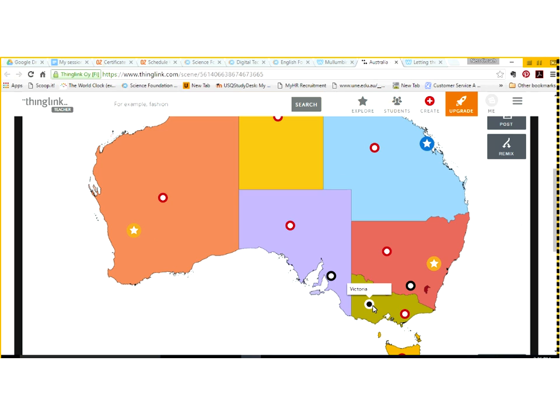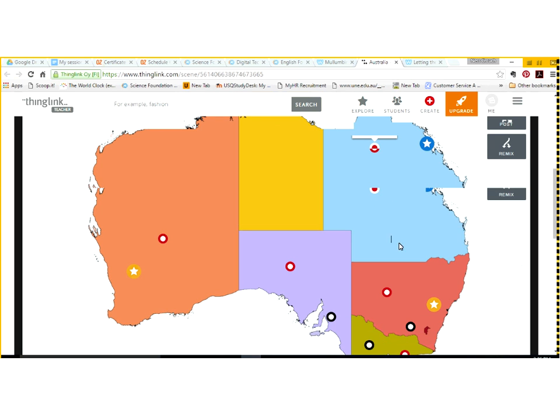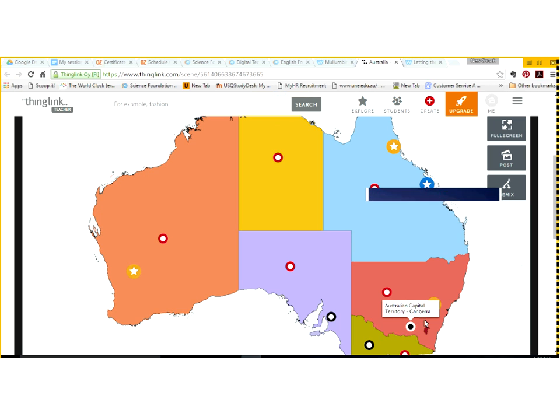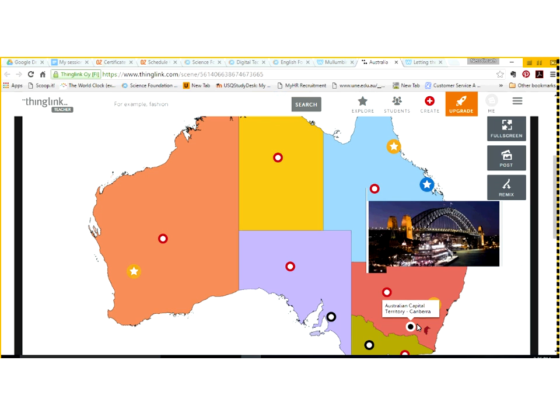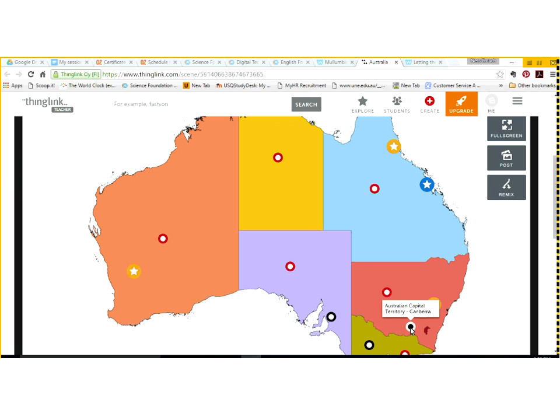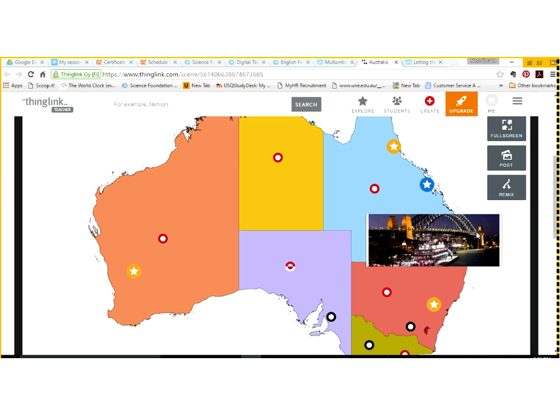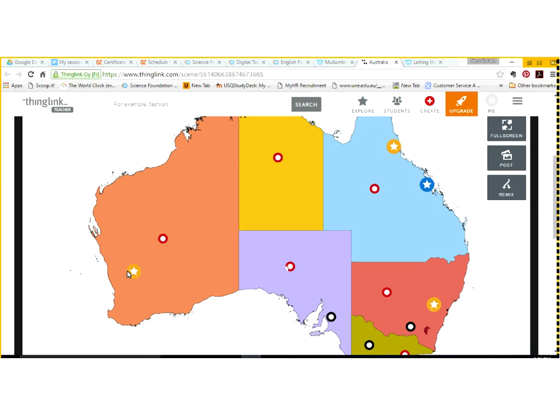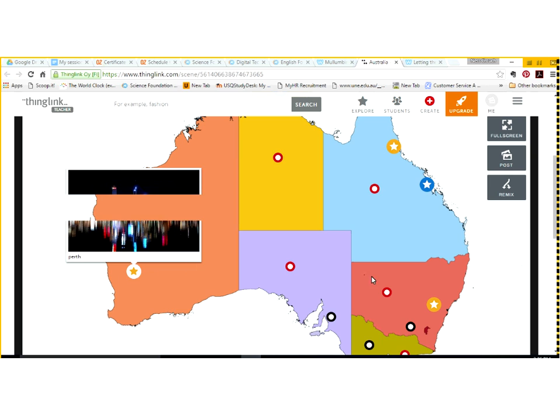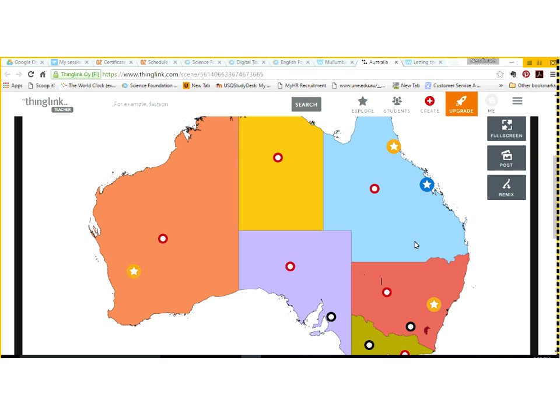And down the bottom you've got some of the other ones, Victoria and little Tassie down here. They were also asked to identify where they could the capital city, so that's Canberra, the Australian capital. This child could identify Melbourne. She couldn't identify where Brisbane was, which should be up here. I think she's got Perth over here, yeah.